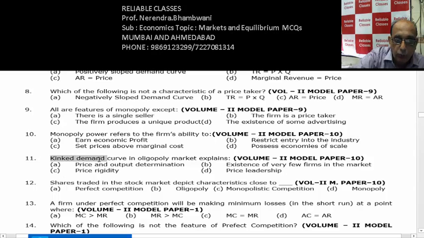Kinked demand curve in oligopoly market explains. It explains what?